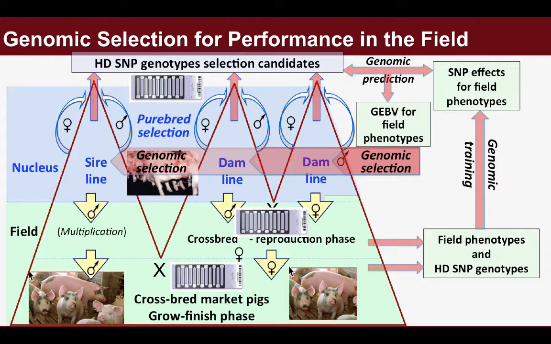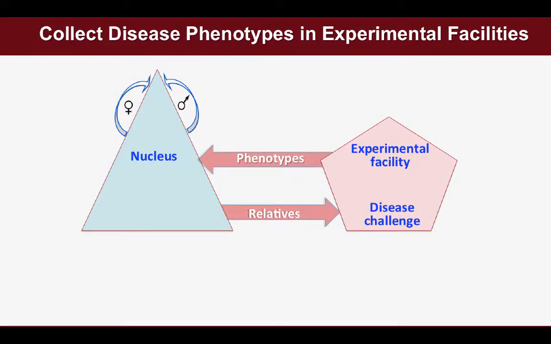In addition, the animals that are phenotyped do not need to be close relatives of selection candidates, although accuracy of genomic prediction would be higher if they are close relatives. Another strategy is to obtain disease-related phenotypes in experimental facilities.